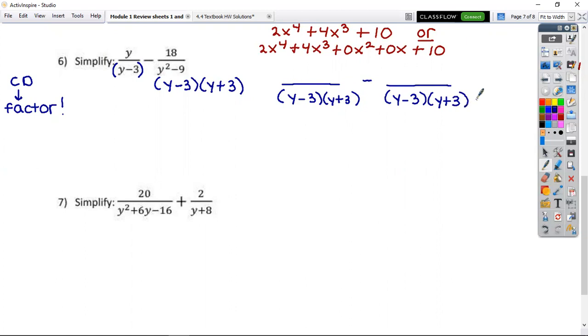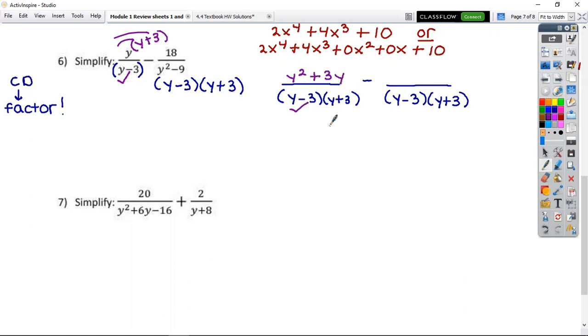I'm going to visually compare them and multiply by what it's missing on the bottom. So back to my first one. It has the factor y minus 3. It was missing this one. So I go up here and I multiply by y plus 3. I distribute. And then answer up here would be y squared plus 3y for that part.